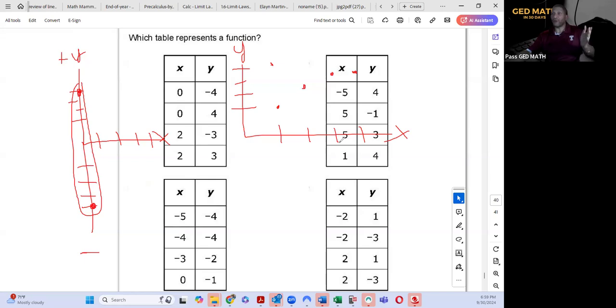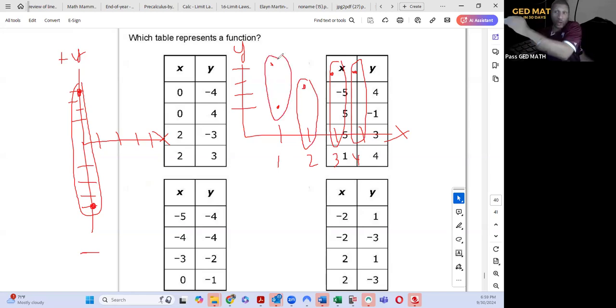But you gotta remember, for every x, there's only one y. So when x is 4, how many y's do I have? 1. When x is 3, how many y's do I have? 1. When x is 2, I only have one y. When x is 1, how many y's do I have? 2. One of those points has to be removed, or this is not a function.